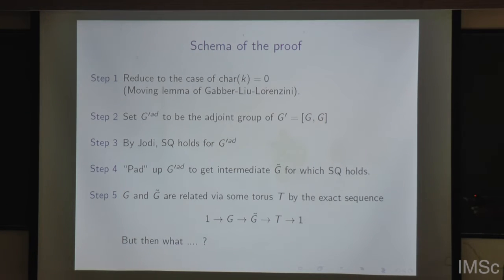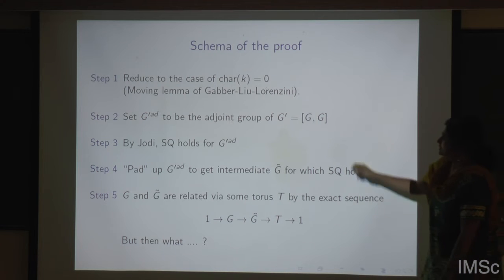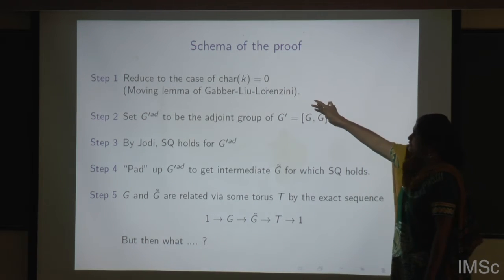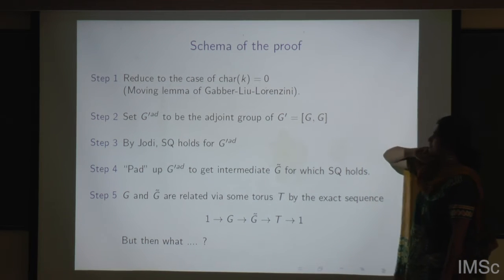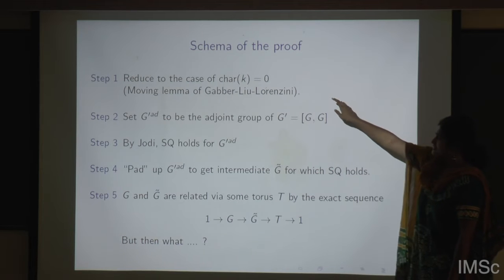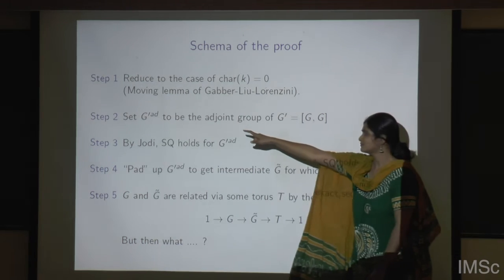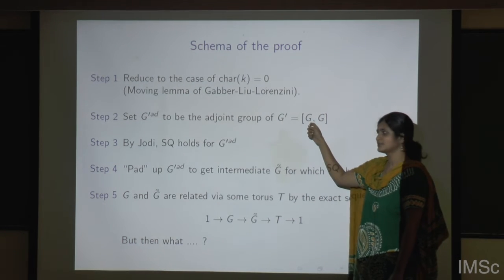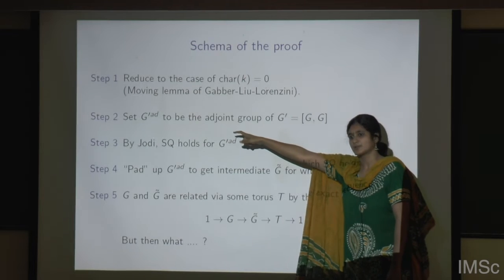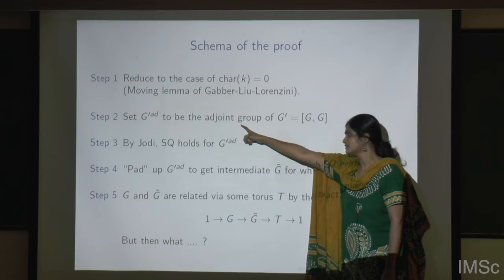So first of all, you're working over an arbitrary field, so you move it to a characteristic 0 field, so you don't get into this imperfect field business. You do this by the moving lemma of Garber, Liu and Lorenzini. But once you're in characteristic 0, you have your reductive group, you take its semi-simple part, and then you take the adjoint portion of it. So go mod its center.